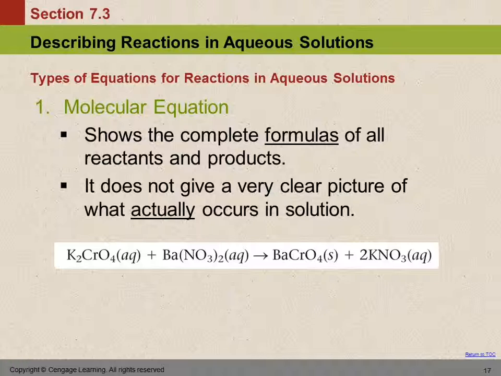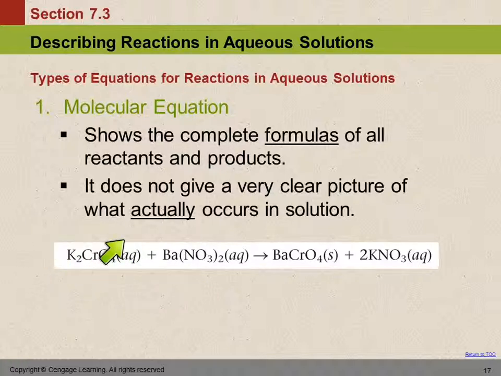One is a molecular equation, and this is what we think of as a regular or normal equation. A molecular equation is going to show the complete formulas for all the reactants and products. And this is the sort of equation that we've been using so far. And so this is an example of a molecular equation.